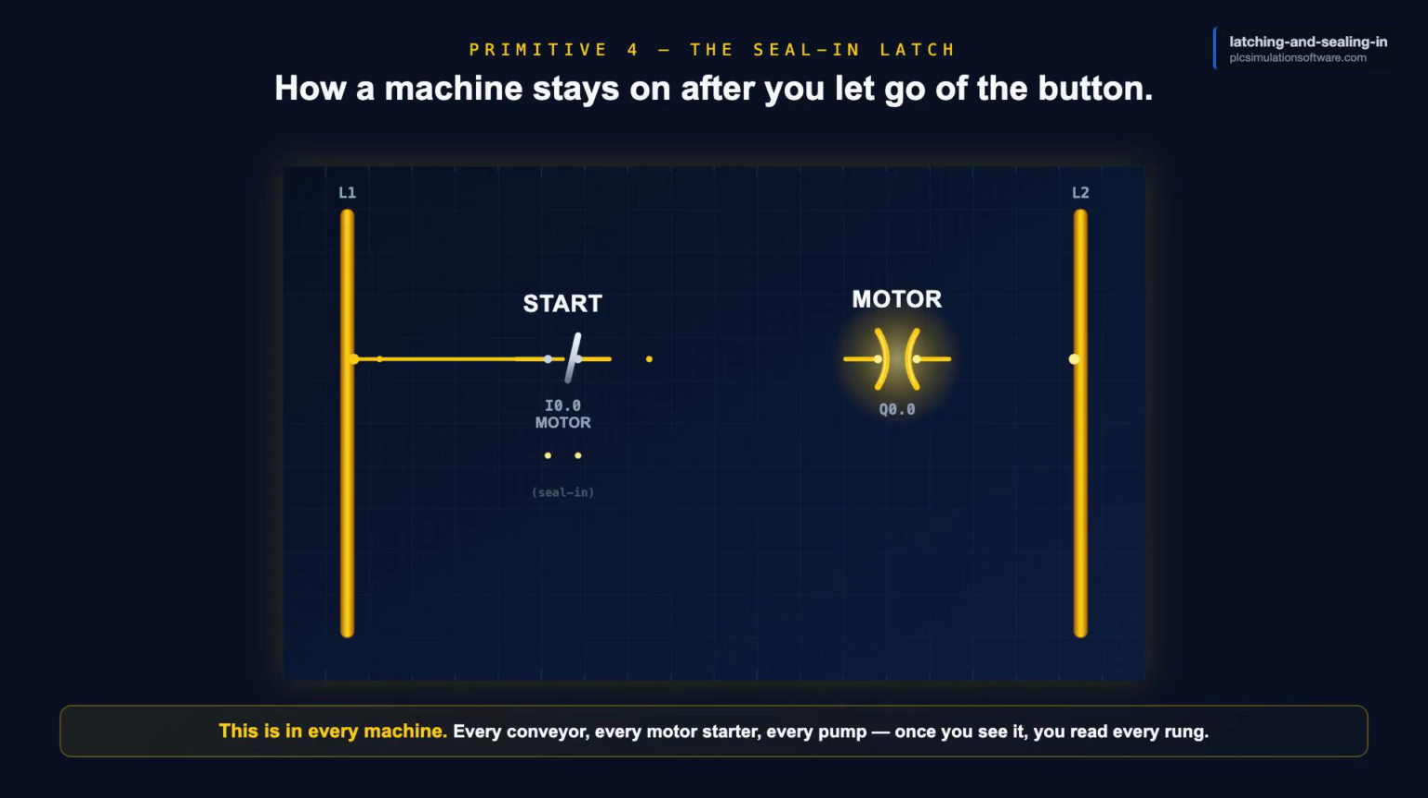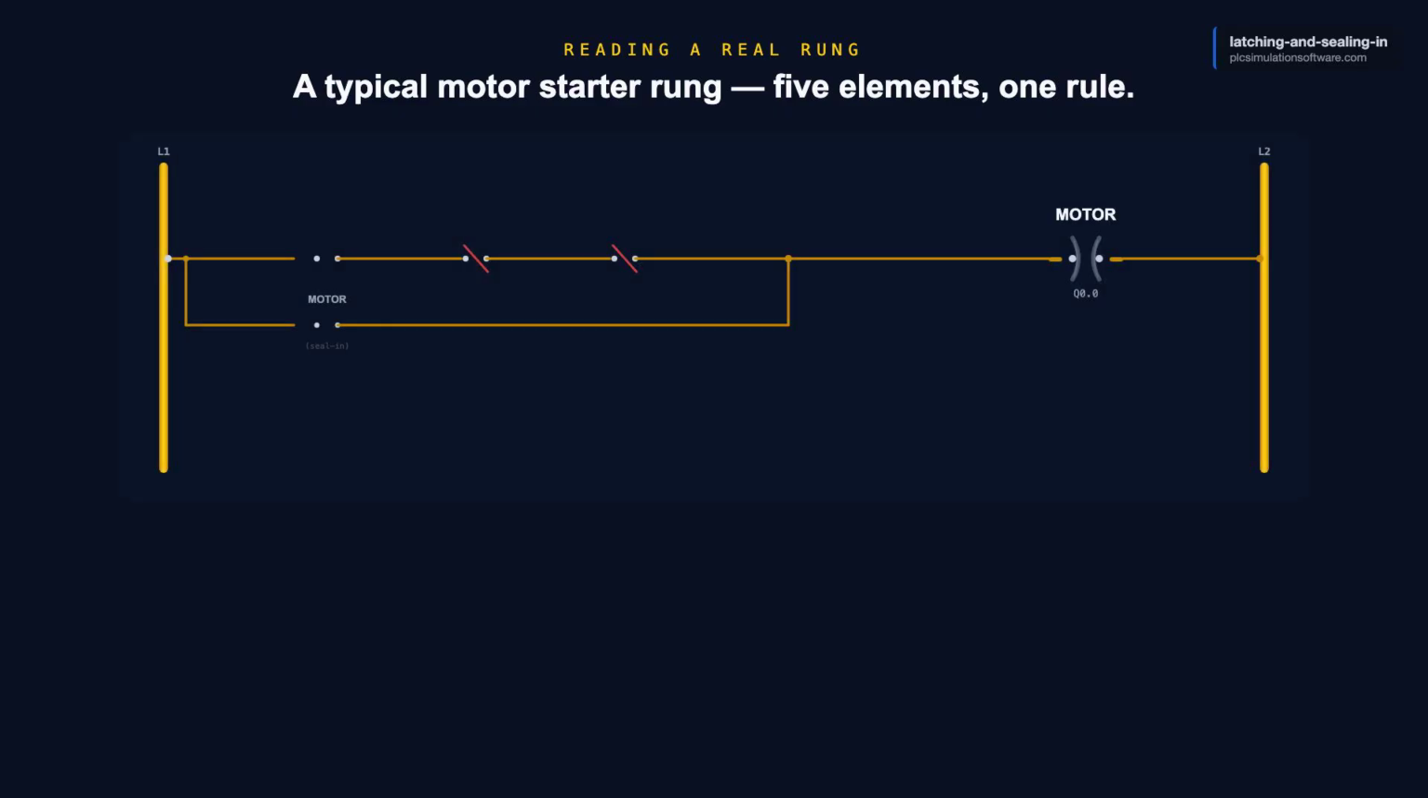This is in literally every machine. Every conveyor belt, every motor starter, every pump, every cooling fan that has a start and stop button. Once you can see the seal-in, you can read every industrial ladder rung. With those 4 primitives in place, you can read a real industrial rung.